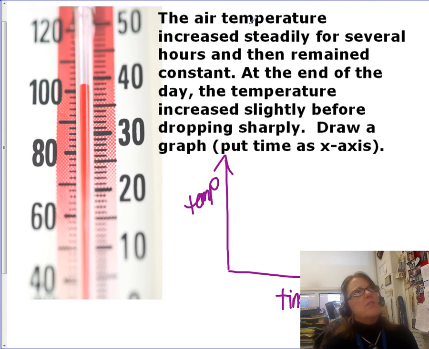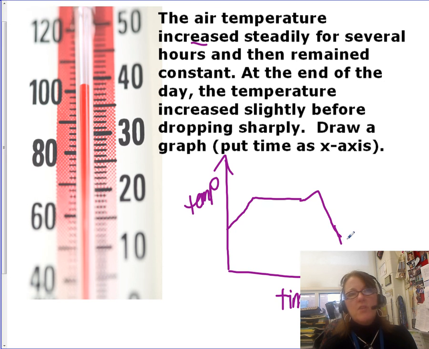All right, the air temperature increased steadily for several hours. So it's increasing and it's going pretty steady. All right, and I'm going to draw an actual line here. So it's increasing steadily and then remained constant. So think about what that tells you. Staying the same. At the end of the day, the temperature increased slightly. So I'm going to go up a little bit before dropping sharply. Boom. Okay.